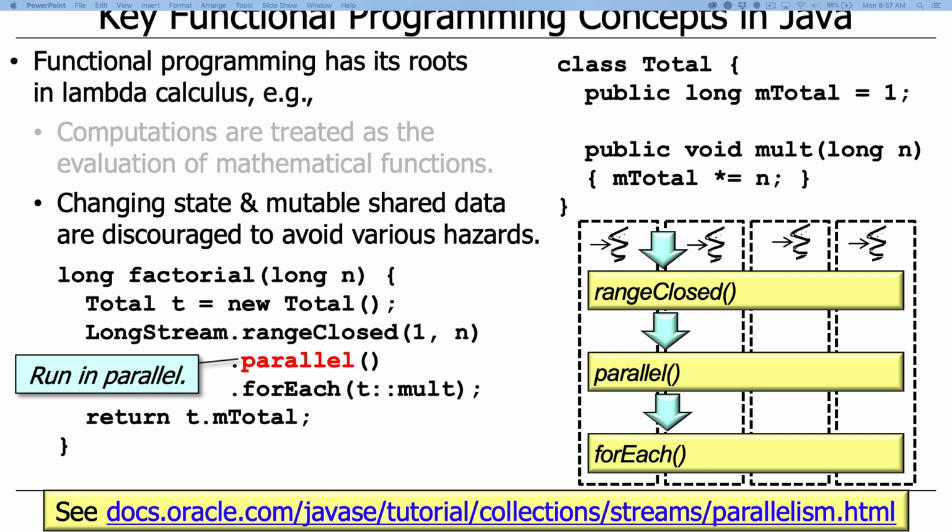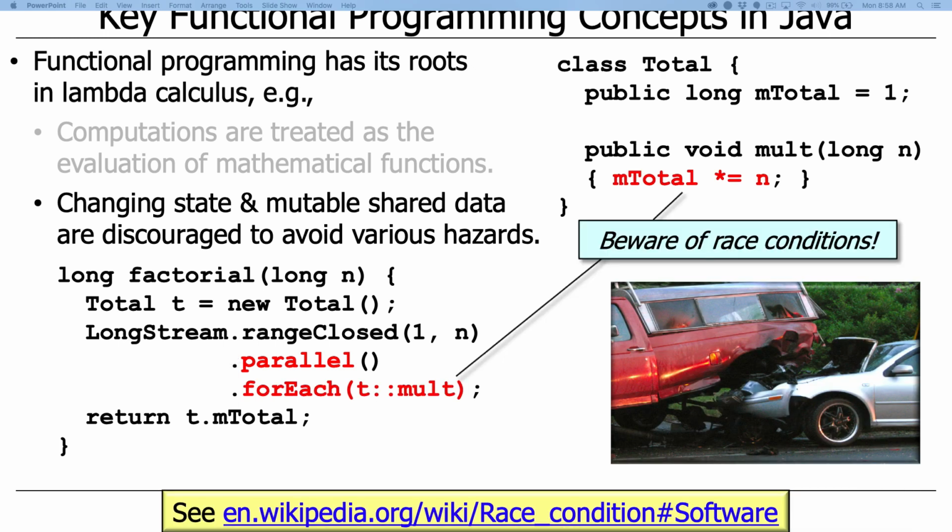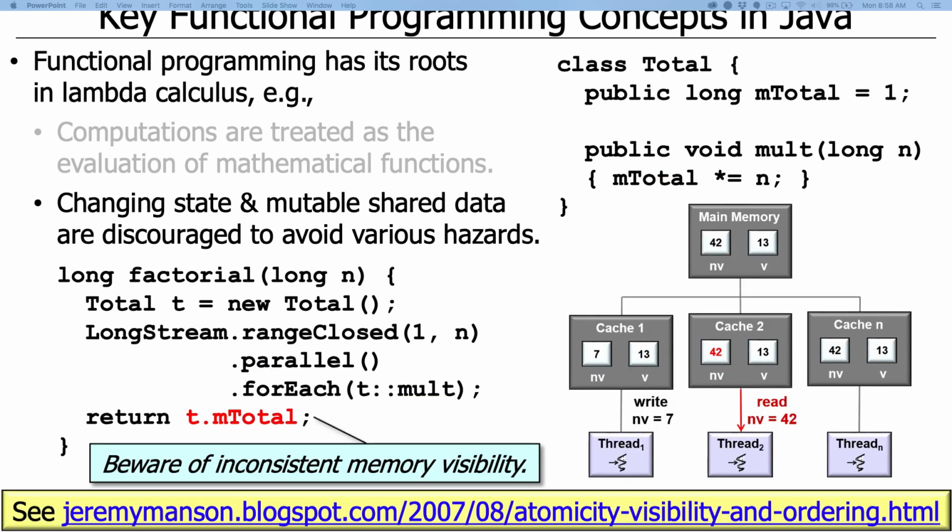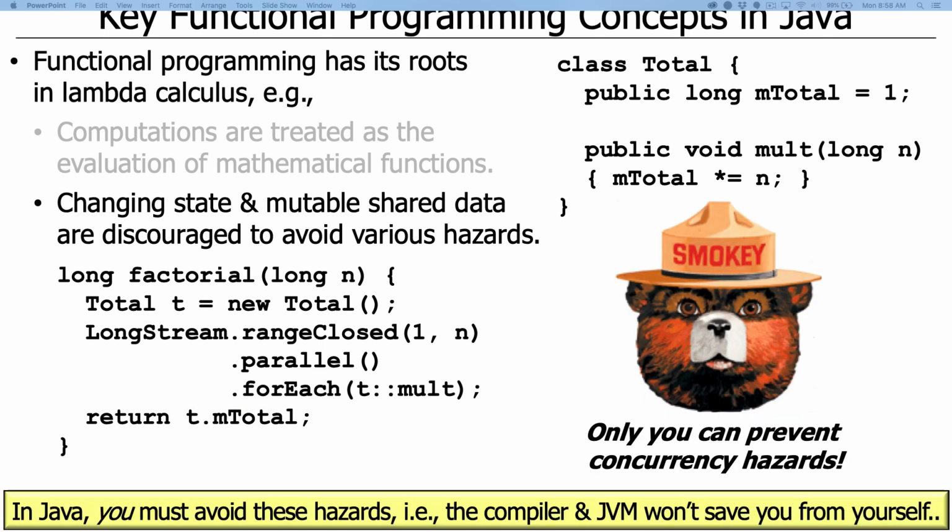Another way to solve this problem historically would have been to make mult a synchronized method, but that has its own set of headaches with respect to overhead. So anyway, the key point is that changing state can be problematic because it makes it difficult to transparently parallelize your code. The other thing to remember here is that only you can prevent these concurrency hazards. The compiler will not save you. The Java virtual machine will not save you.